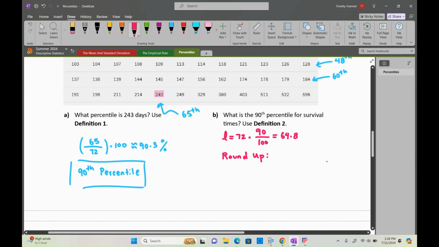So if we round up, that gives us 65. So we're looking for the number in the 65th position. Well, we've already noted where that is. It's right here. We could just count until we get to that 65th number. And so we get 243 days.